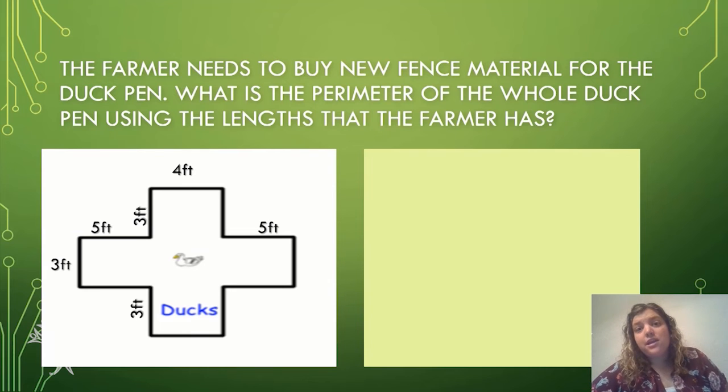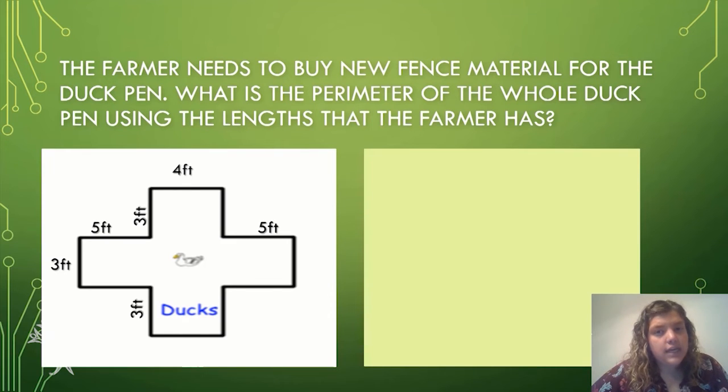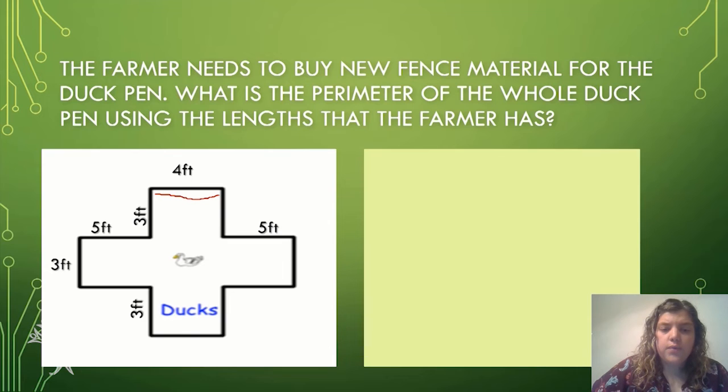So this next one can be a little bit tricky, but let's take it easy and use what we just learned about those opposite sides being the same length if the other sides are parallel. So the question says the farmer needs to buy new fence material for the duck pen. What is the perimeter of the whole duck pen using the length that the farmer has? So if I look at this one, I'm going to start with saying this side is 4, and I know that the other two sides are parallel from here to here. So that would make this side down here also 4 feet.